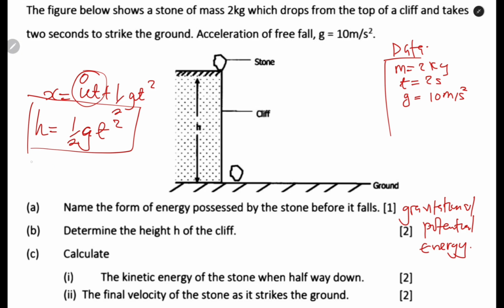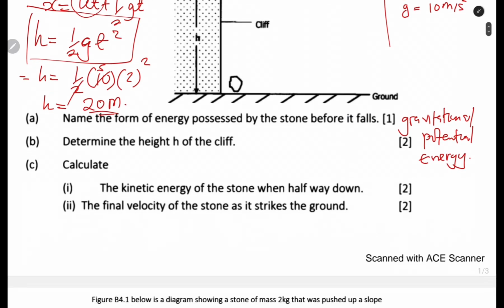So the height is going to be half, what is gravity? That is 10. Then time is 2 squared. What are we going to have? This and that will cancel, remaining with 5. Then height is 5 multiplied by 2 squared, which is 4. So 5 multiplied by 4 is 20. It is in meters, so 20 meters. That is the height. Then C: calculate the kinetic energy of the stone when it is halfway down.